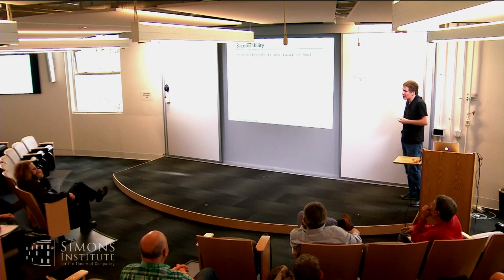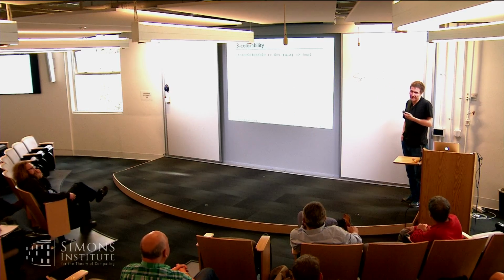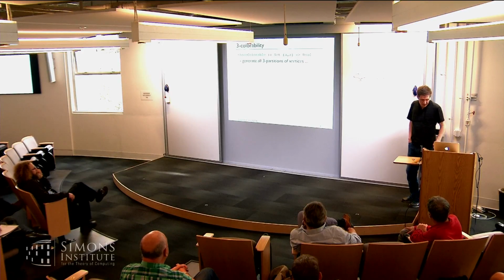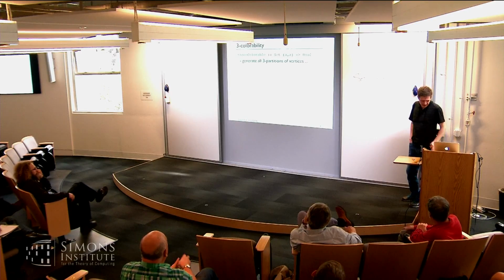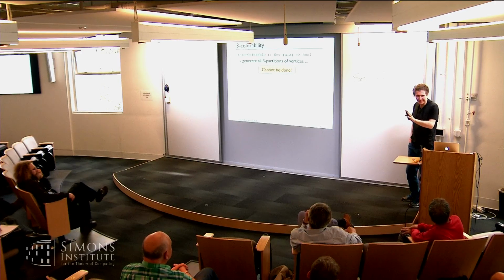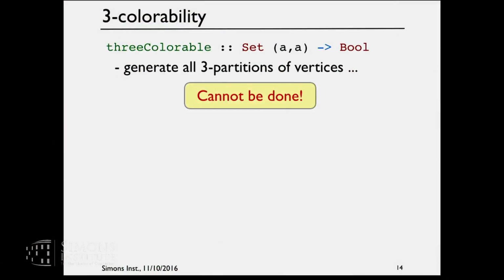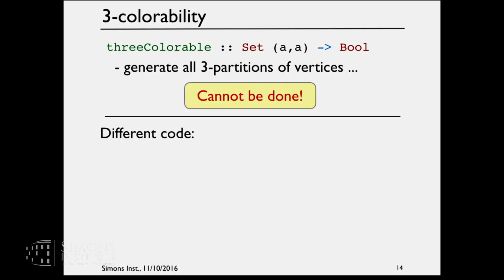Now, for the example of three-colorability, there is also the program for finite sets that computes three-colorability, and it starts with generating all three-partitions of vertices. Wrong. This doesn't work. Now we hit a problem. This cannot be done because, first of all, there are uncountably many of these partitions, so there is no way even to collect them in a reasonable set, let alone enumerate them.